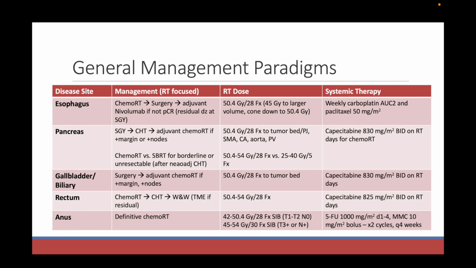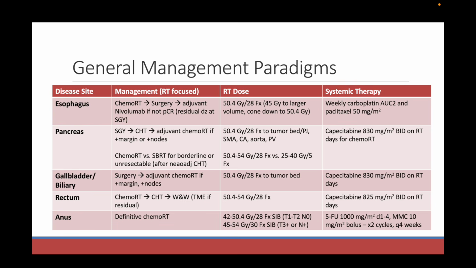For anal cancer, we actually do a simultaneous integrated boost. And if they have T1 to T2 N0 disease, they can just get 42 gray in 28 fractions to the pelvis, and then 50.4 gray simultaneous integrated boost to the primary. If they have T3 to T4, or node positive disease, then we do 30 fractions rather than 28, and they get 45 gray to the pelvis, and then they get 54 gray to the primary, and we also boost the nodes to 50.4 to 54 gray. And remember, with anal cancer, we also want to include the inguinal nodes, not just the pelvic nodes.